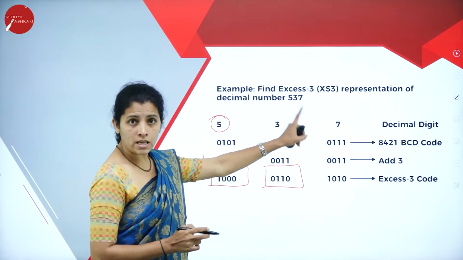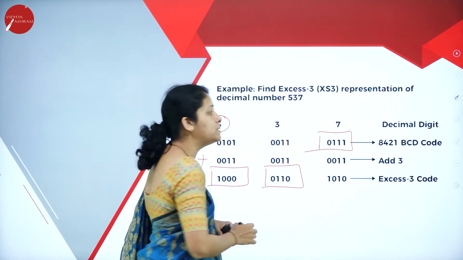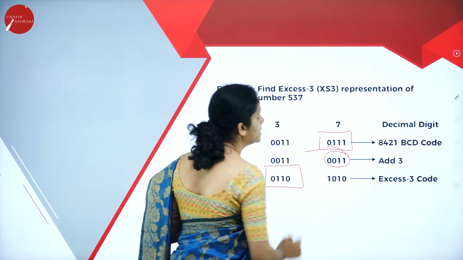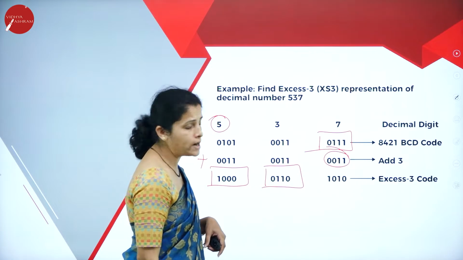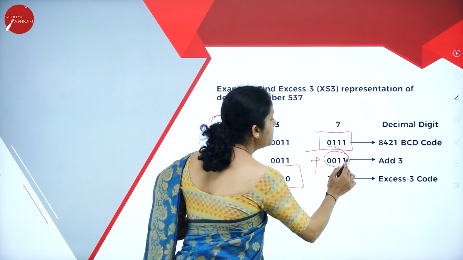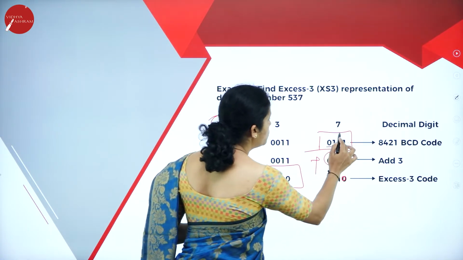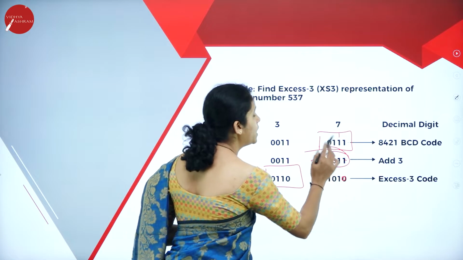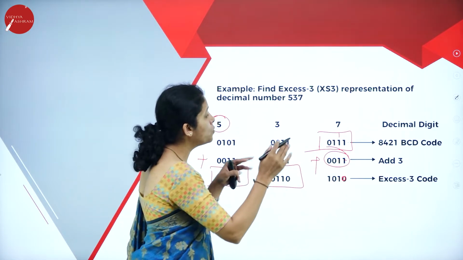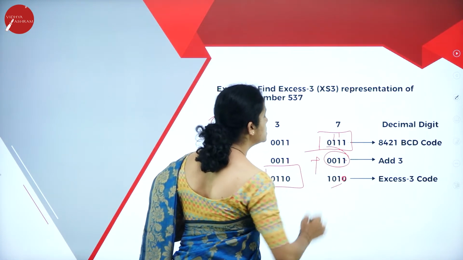And here I'm having 7. First, I want to write the binary representation, that is nothing but BCD code. Then I'm going to add 3 here, that is nothing but 0, 0, 1, 1. And I'm going to perform addition operation, that is 1 plus 1. I'm going to get the sum 0 and 1 is carry. So here 1 plus 1, it is 1, 0. Plus 1, I'm having 1, 1. So my sum is 1 and carry is 1.